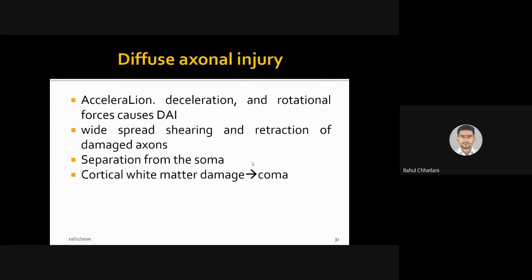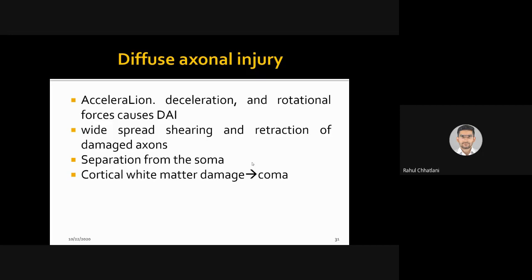Diffuse axonal injury now. As we described, if the axons get damaged because of the trauma, it will lead to permanent loss of that part immediately. Yes, immediately there will be loss of function of that part. So acceleration, deceleration, and rotational forces cause DAI, that is diffuse axonal injury. There is widespread shearing and retraction of damaged axons. If it is widespread, it may even lead to coma.